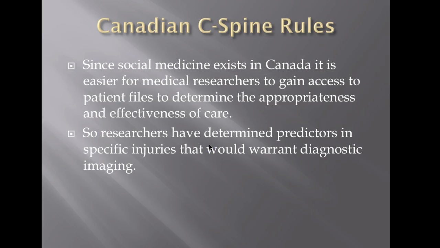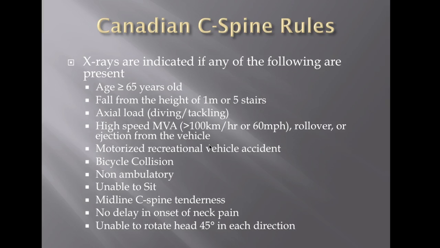Okay, so the next slide I want to talk about is this Canadian C-spine rules. So in Canada, almost anyone can be seen for an injury or a sickness. So what they've done to make it more efficient is to know when more diagnostics are warranted. So X-rays are indicated if any of the following are present. So anytime you're a patient and you have any one of these aspects, then you will probably get an X-ray.